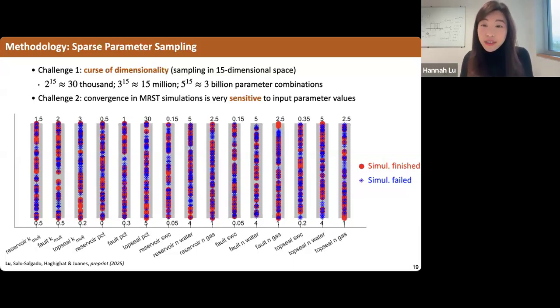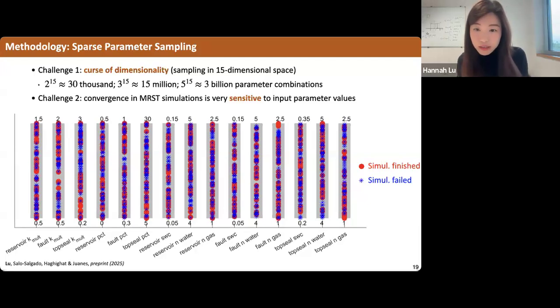One is, of course, the 15-dimensional parameter space. It doesn't sound like much, but it cannot be sampled densely. If you want to have 5 parameter values in each dimension, it goes to billions of combinations. That's the curse of dimensionality. And that's one challenge. The sampling is going to be sparse.